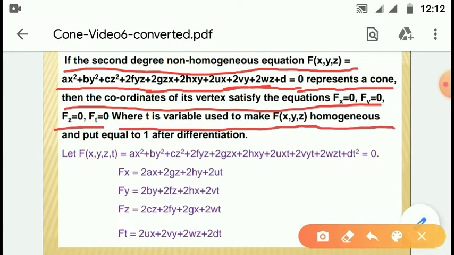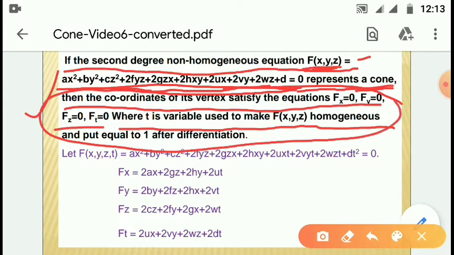So, by this statement, what can we understand? F is a second degree non-homogeneous equation. This equation represents a cone if this condition is satisfied. What is the condition? Fx is equal to 0. Fx means nothing but dou f by dou x.